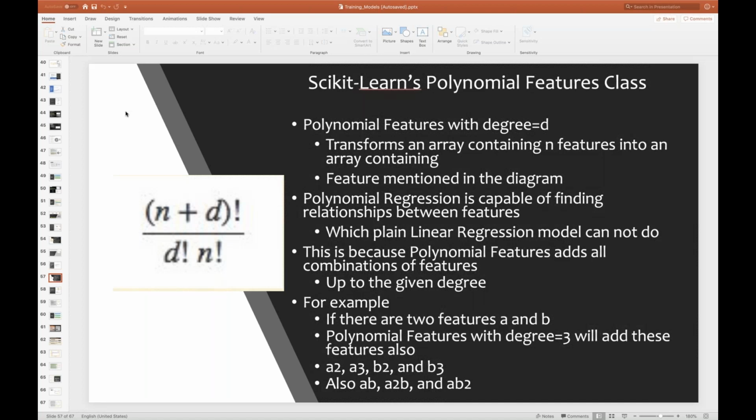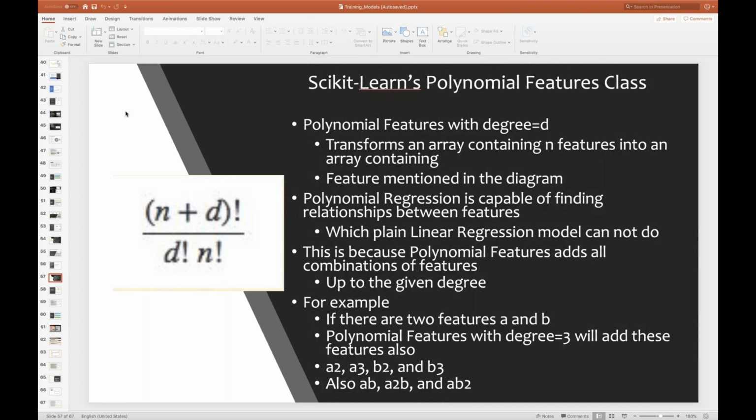The reason polynomial regression can do that for you is it adds all the combinations of features. That's what I just explained to you. In scikit-learn, polynomial features: when you have two-dimensional features a, b, it gives a square, ab, b square. Just put that as reference. Up to the given degree, if it is 2 degrees, it's a square, ab, b square.